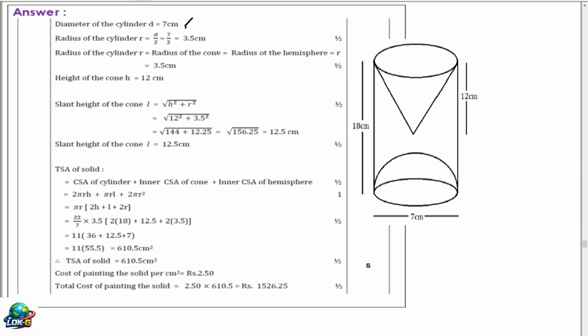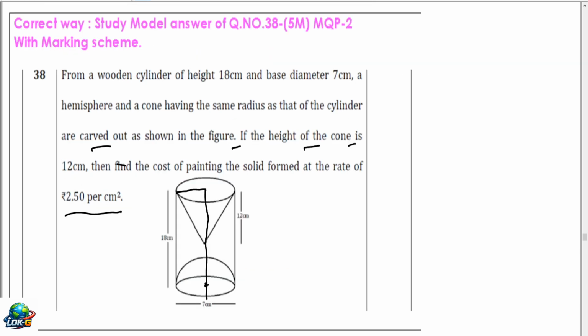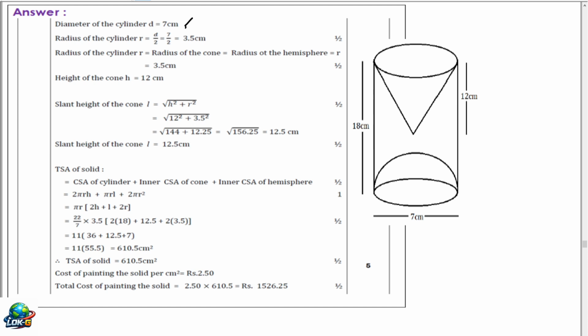Diameter of the cylinder is 7 centimeter. Is the diameter given? Diameter of the cylinder, 7 centimeter. Radius will be half of it, it will be 3.5 centimeter. For this, you will get half mark. Radius of the cylinder, radius of the cone, I told you this is the center.